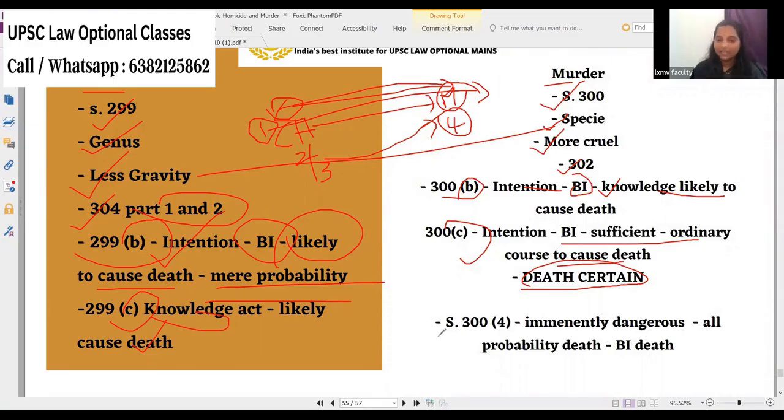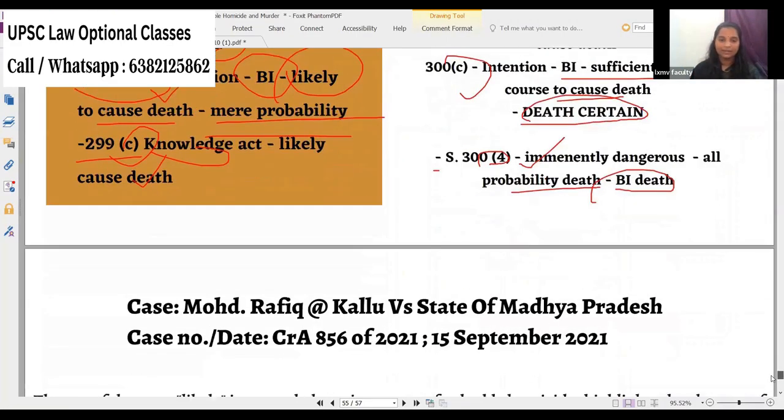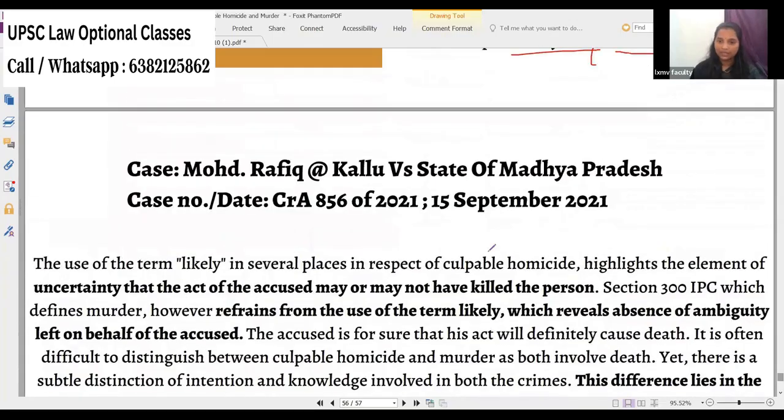Before that, you see the final clause. Under 300 clause 4, anybody who does an imminently dangerous act that in all probability will cause death, then only it is murder, provided there is no lawful justification. But if you see 299, there is no such word as lawful justification. So the final clause of 300 is being even more cautious. So that is the final point. Let me explain this likely part. You have a 2021 case law.